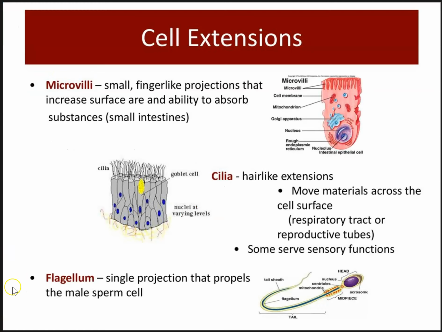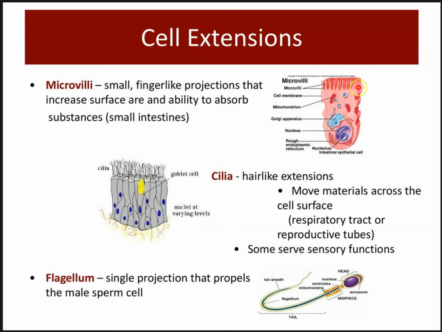Some cells also have extension structures outside the cells, and they can be majorly of 3 types. The first one is microvilli. Microvilli are really tiny hair-like structures that increase the surface area. So this is an example of a cell where you can see microvilli. Microvilli are present quite a bit in the small intestine because the small intestine functions in absorption of nutrients.